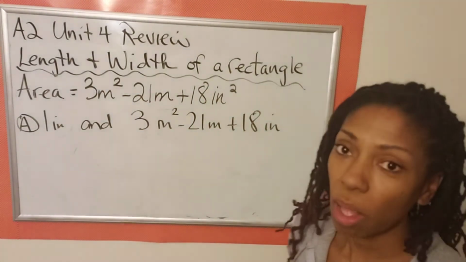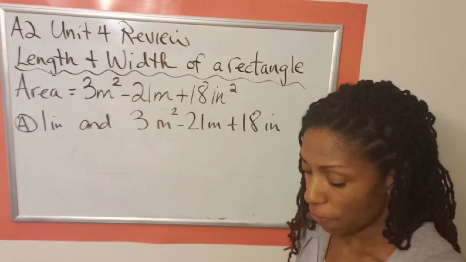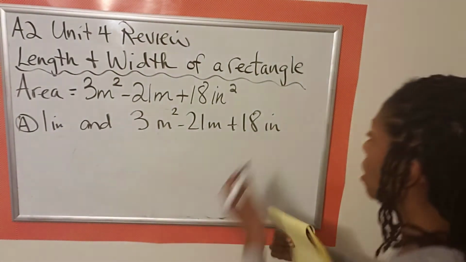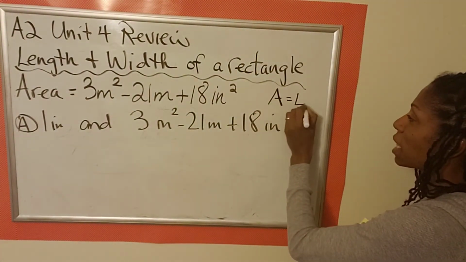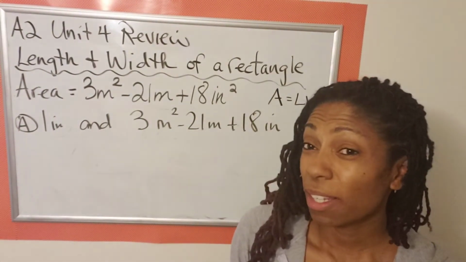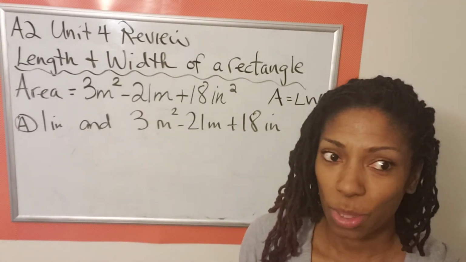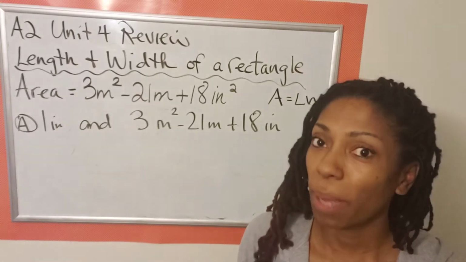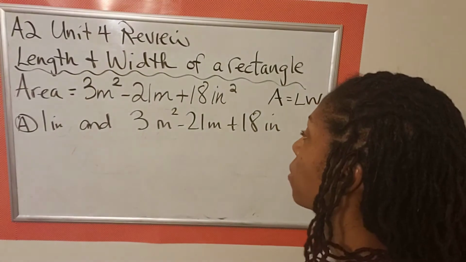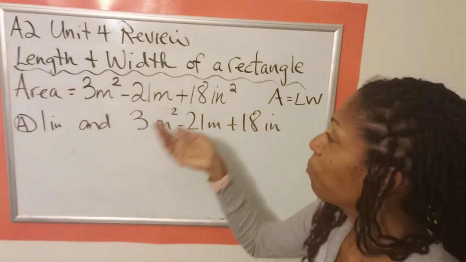So if you can recall, the formula for the area of a rectangle is length times width, okay? So area equals length times width. So to check to see if the lengths and widths they're giving you in the multiple choice will work, you would just multiply the length they gave you by the width they gave you and see if you get this trinomial, okay?